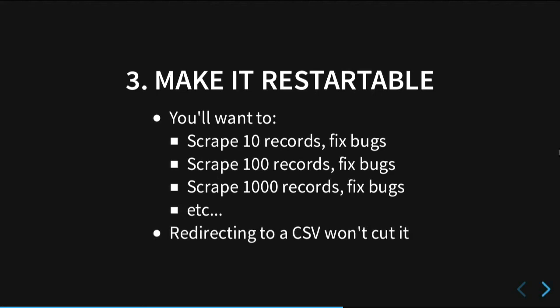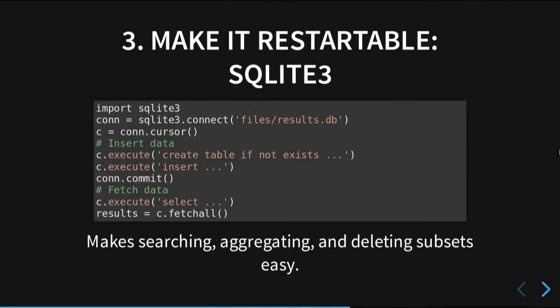So redirecting all your output to a CSV file isn't really going to work because either A, you're going to be rewriting your entire CSV, or if you're appending, how do you remove the records that failed before that you're trying to reproduce? So a really easy solution to this I found was just using the SQLite 3 library that comes built into Python. It allows you to have a single file SQL database that you can run SQL queries on. Not only does this allow you to easily find and delete subsets of the data that you want to redo, but also makes searching and aggregating your results quite easy.